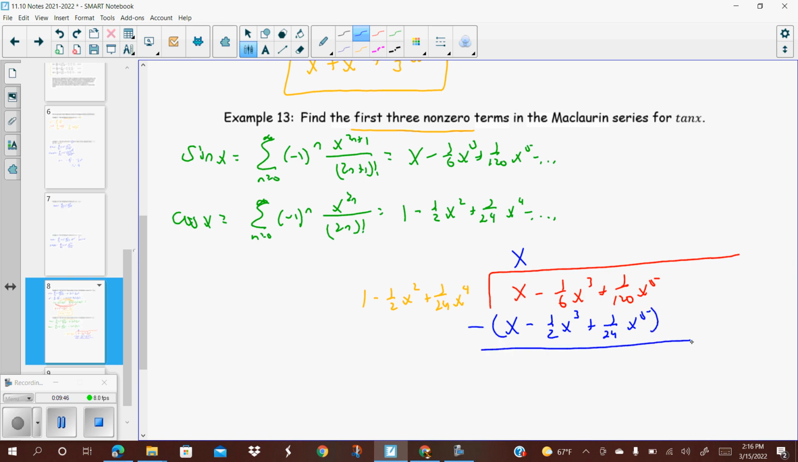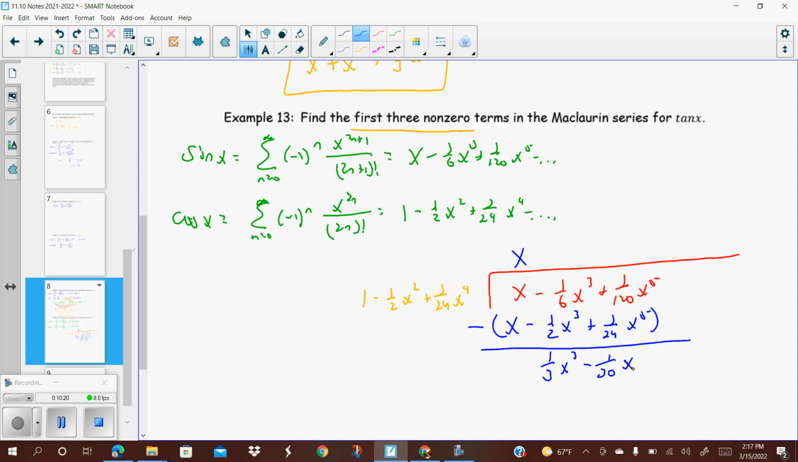And we need to subtract. X minus x is gone. So negative 1/6 plus 1/2. So negative 1/6 plus 3/6 is 2/6, or 1/3 x cubed. 1 over 120 minus 1 over 24. 24 goes into 120 5 times, so that's going to be 1 minus 5 over 120, which is negative 4 over 120, which reduces to negative 1 over 30.